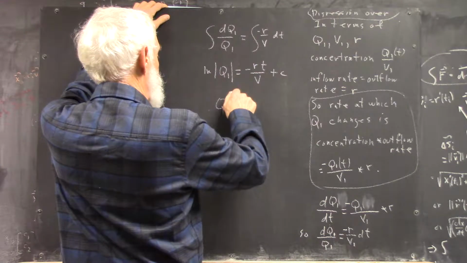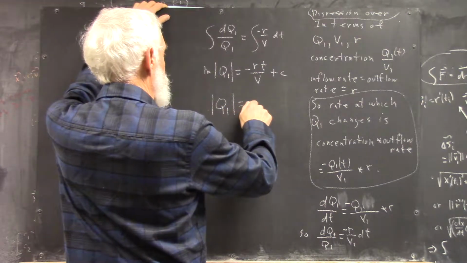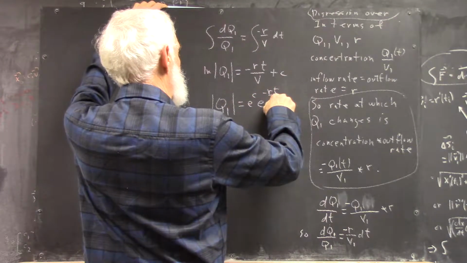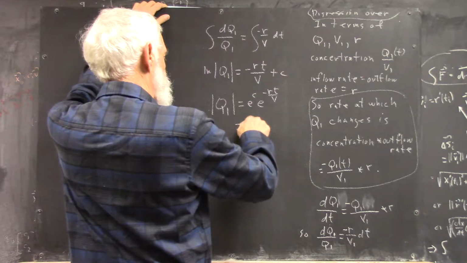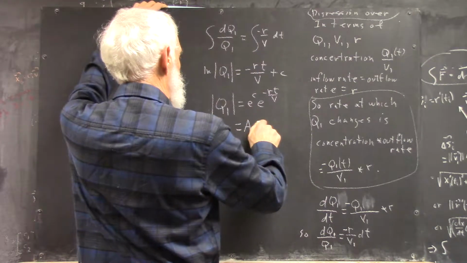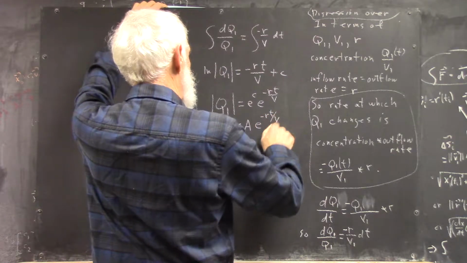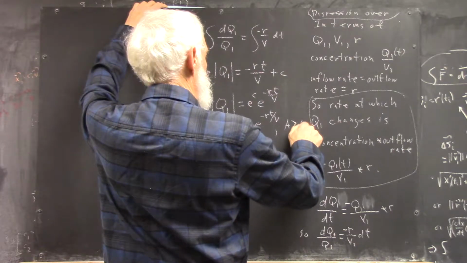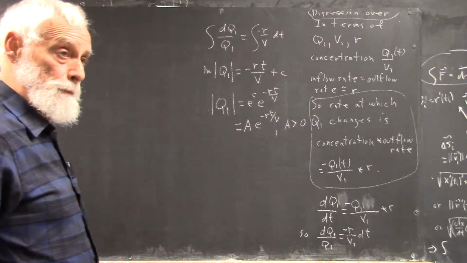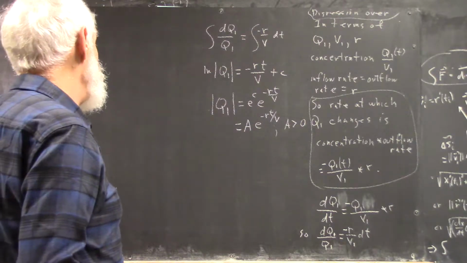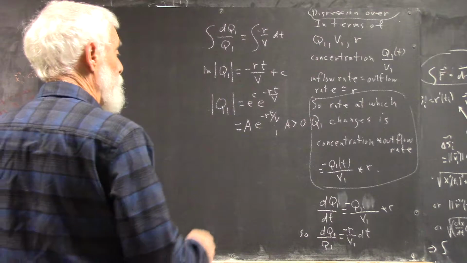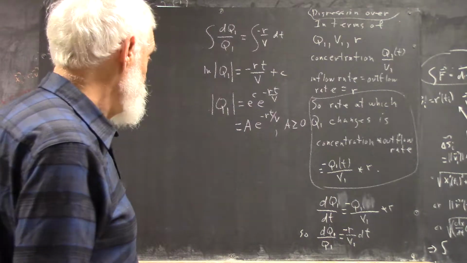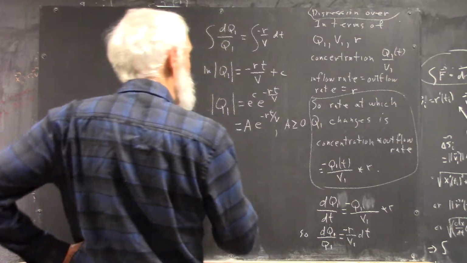So the magnitude of Q1 equals e to the c, e to the negative RT over V. Now I'm not going to go through details of that. It equals A e to the negative RT over V, where A has to be greater than or equal to 0. I mean, the case where A is equal to 0 is trivial. It means you don't have any concentration.